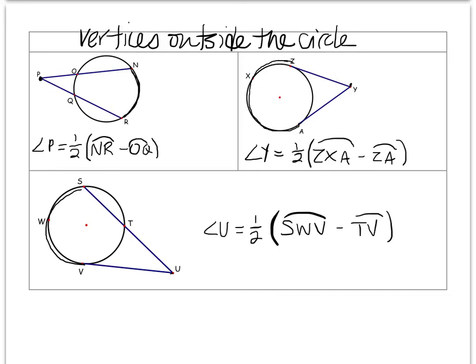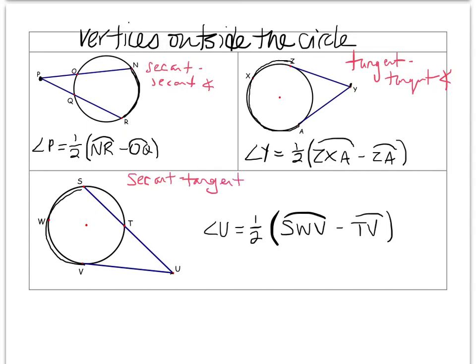And these all have their specific names. This one here, the first one, is called a secant-secant angle because it's made up of two secants. This one's called a tangent-tangent because it's made up of two tangents. And this one's a secant-tangent. So again, all three of these diagrams have a vertex that's outside the circle, so all of the rules are the same.